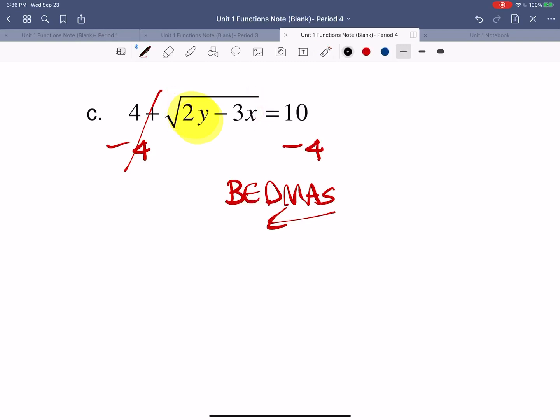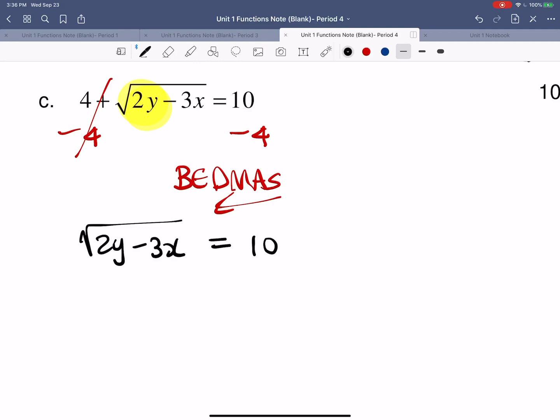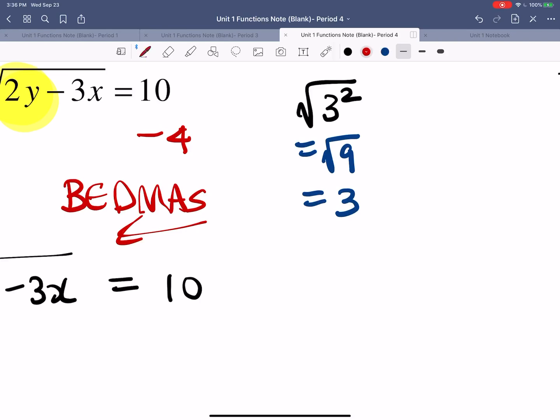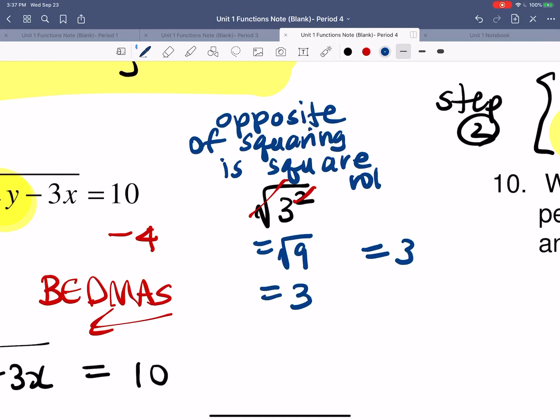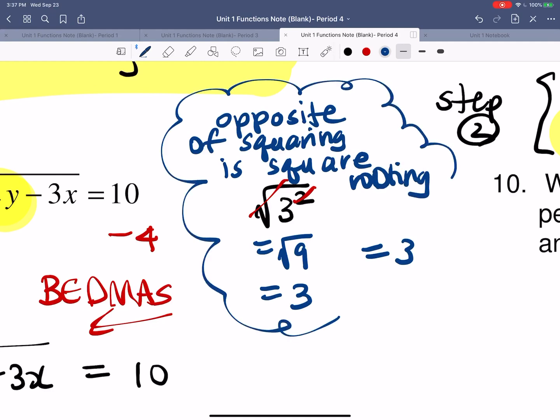And the next step, I have the square root of 2y minus 3x is equal to 10. Reminder: what's the opposite of squaring? Well, square rooting, just like for adding, the opposite of that is subtracting. If I have 3 squared and I want to get rid of that squared, I square root it. Why does that work? Well, there are a couple of ways of looking at it. That's the same thing as writing the square root of 9, and that is equal to 3. Another way you can think about it is that these cancel right away, and so it's equal to 3 right away. The opposite of squaring is square rooting. That's the one step you have to remember for this question.